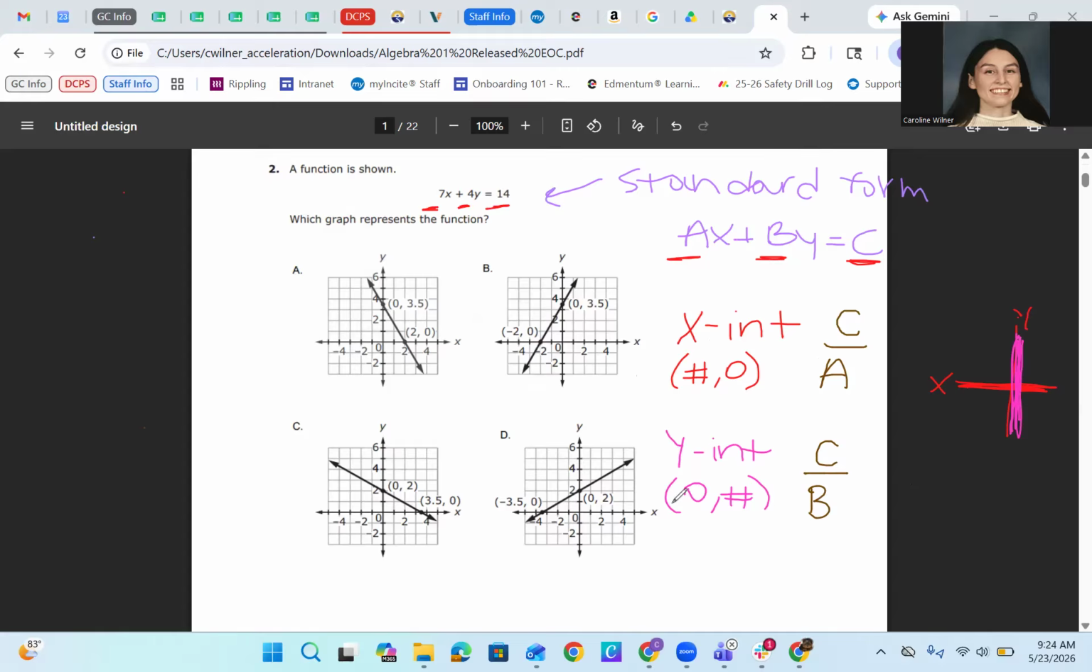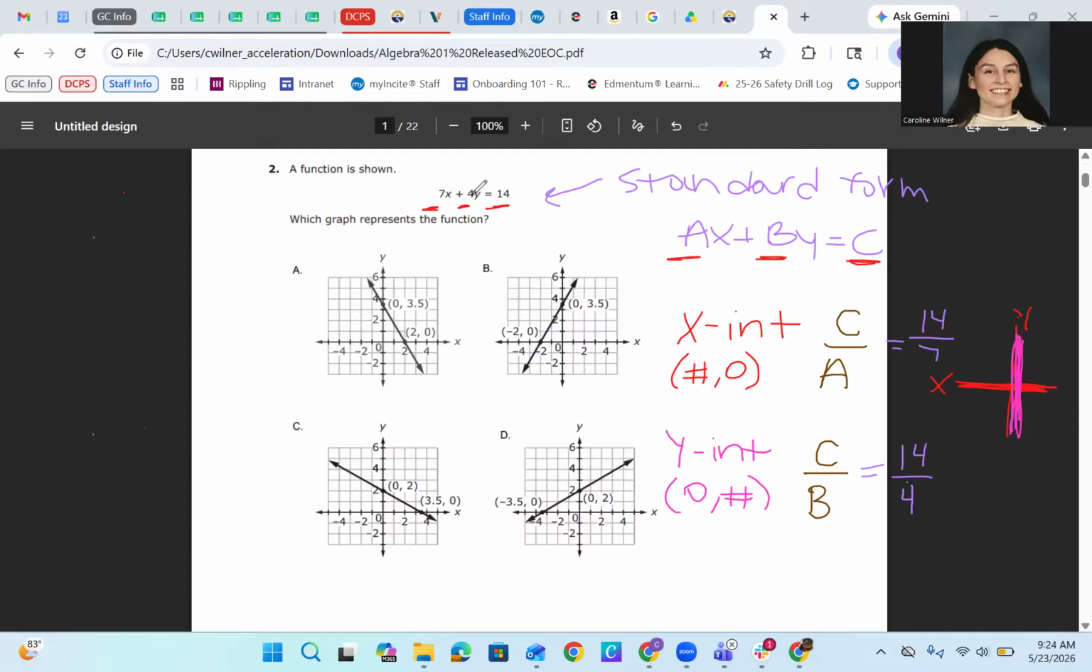Now to get the specific value, we take from our equation and plug in. In my equation, my c value is 14. So for both of them, I can set up that c value being 14. The a value next to the x is 7, and the b value next to the y is 4.